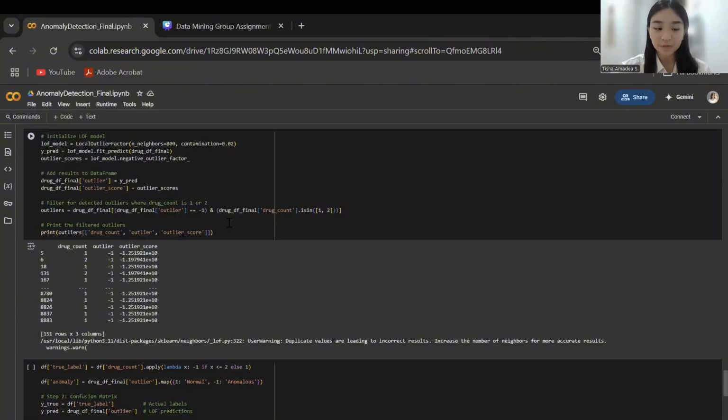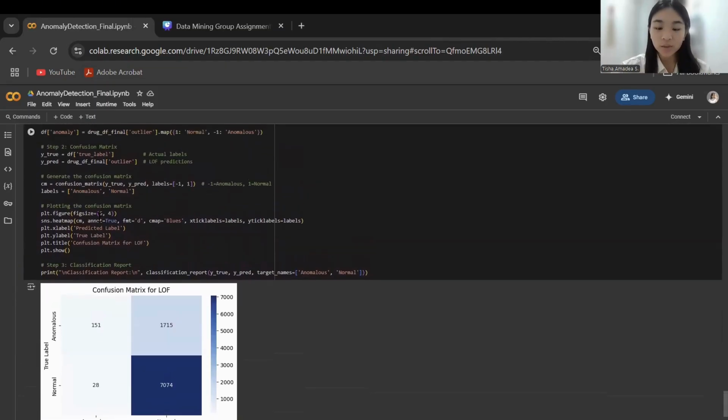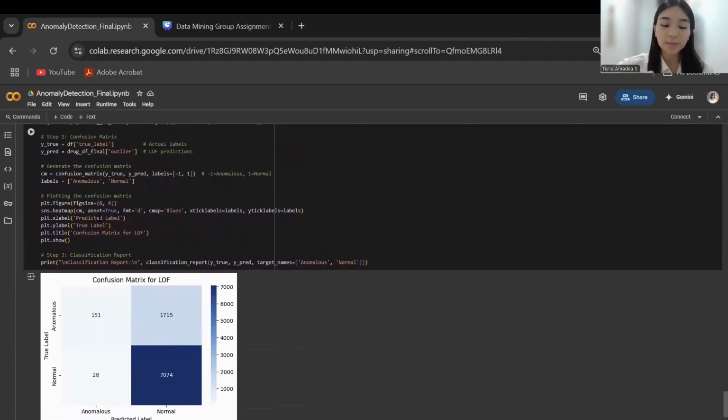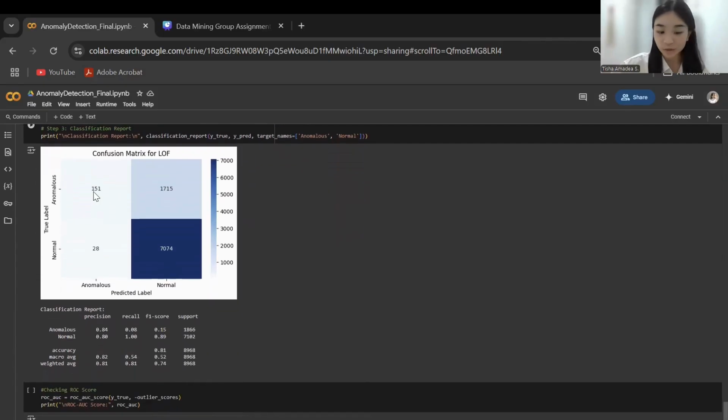As seen by the confusion matrix and the results of this model, the local outlier factor had a moderately higher performance compared to isolation forest, however, did not perform as well as one class SVM did. 151 true anomalies were correctly identified as seen by the confusion matrix, however, these anomalies also included records with two or more drugs present, which slightly deviates from the original problem statement that we were aiming for.